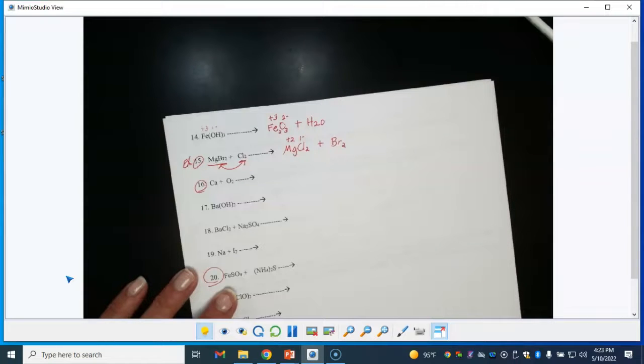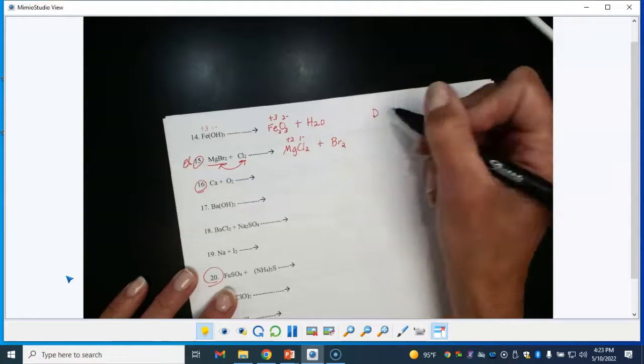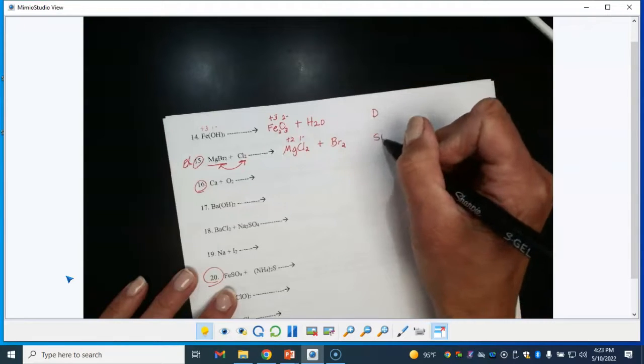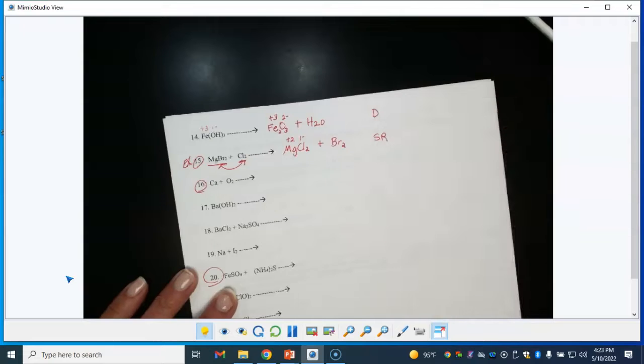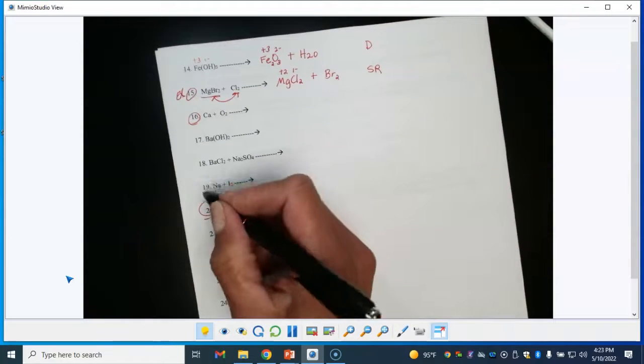You're going to go back and balance that one too. Oh, we forgot to go ahead. This guy is a decomposition. We decided this one is a single replacement. Okay, let's go ahead and look at this guy.